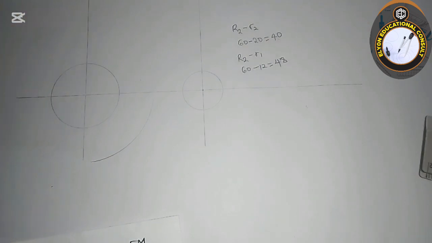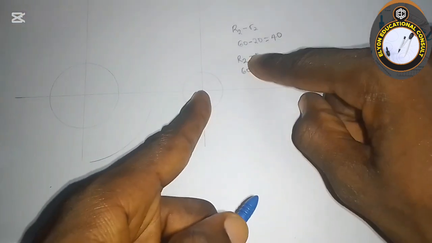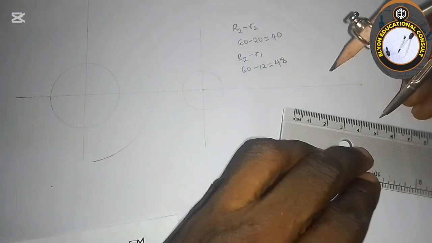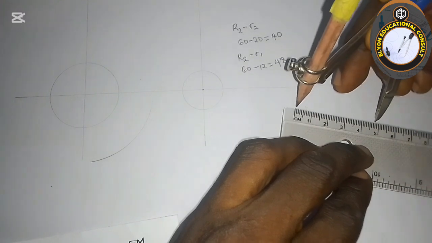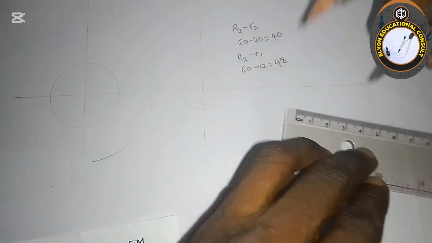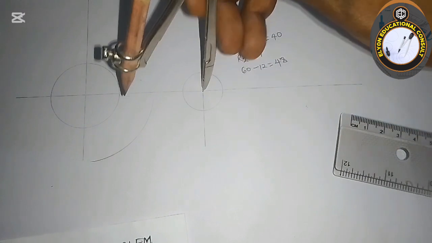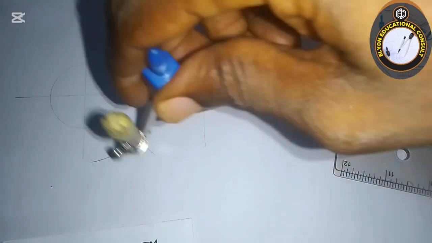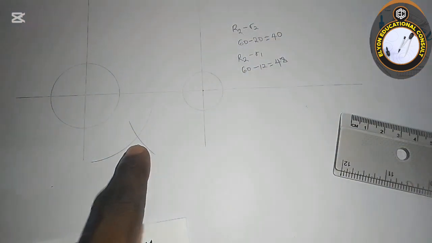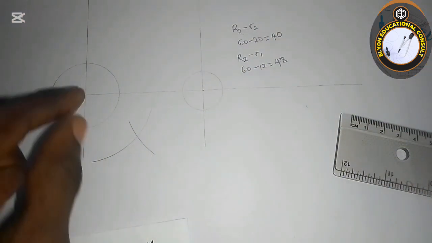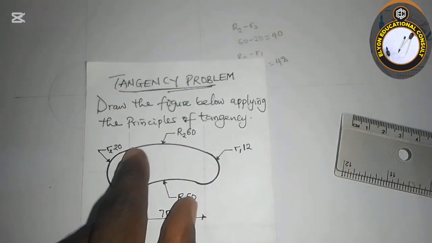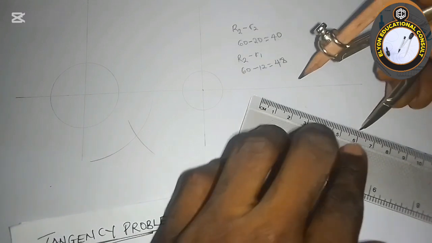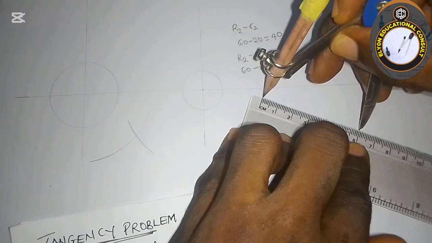So the next thing I'm going to do now, I will come to this for the R1. So we have 48. So I will stretch my compass to 48. So this is 48. So I'm going to place here. Then I will draw an intersecting arc. So you can see where both arcs intersect. So what I'm going to do now, the radius of this arc here, which is 60, I stretch my compass to that 60 now. So this is 60 now.